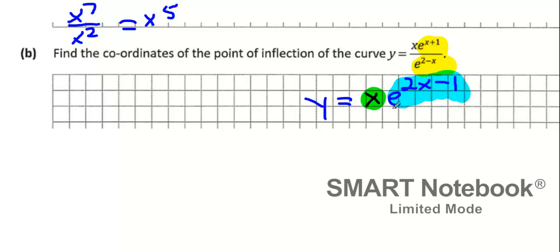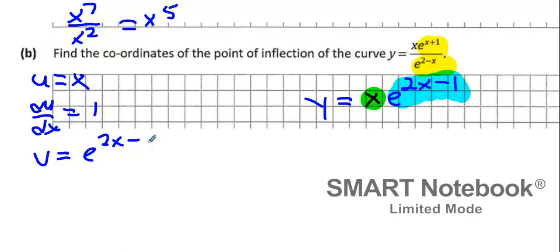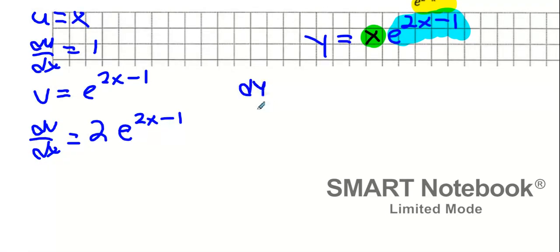Now, what do we think? u is x, so what about du dx? 1. v is e to 2x minus 1, and then dv dx is never changes, does it? And then differentiate the power. 2. All right. Let's do the old product rule. So u times dv dx plus v times du dx, which is just 2.